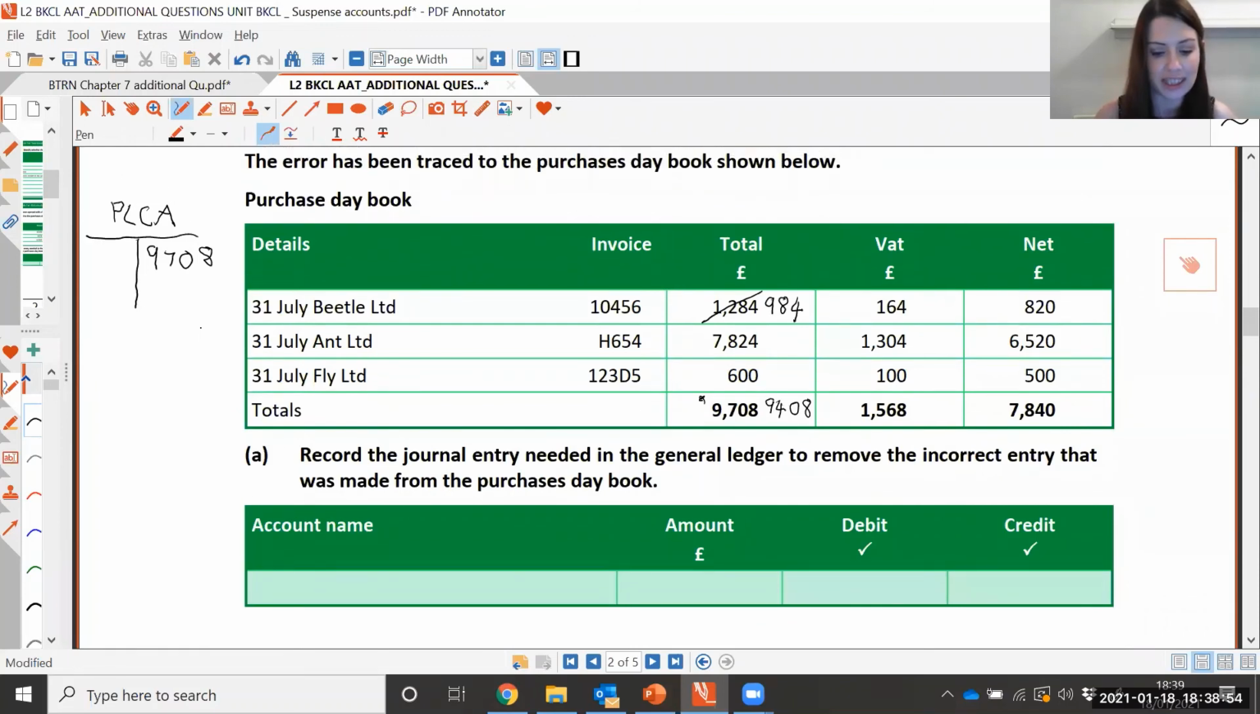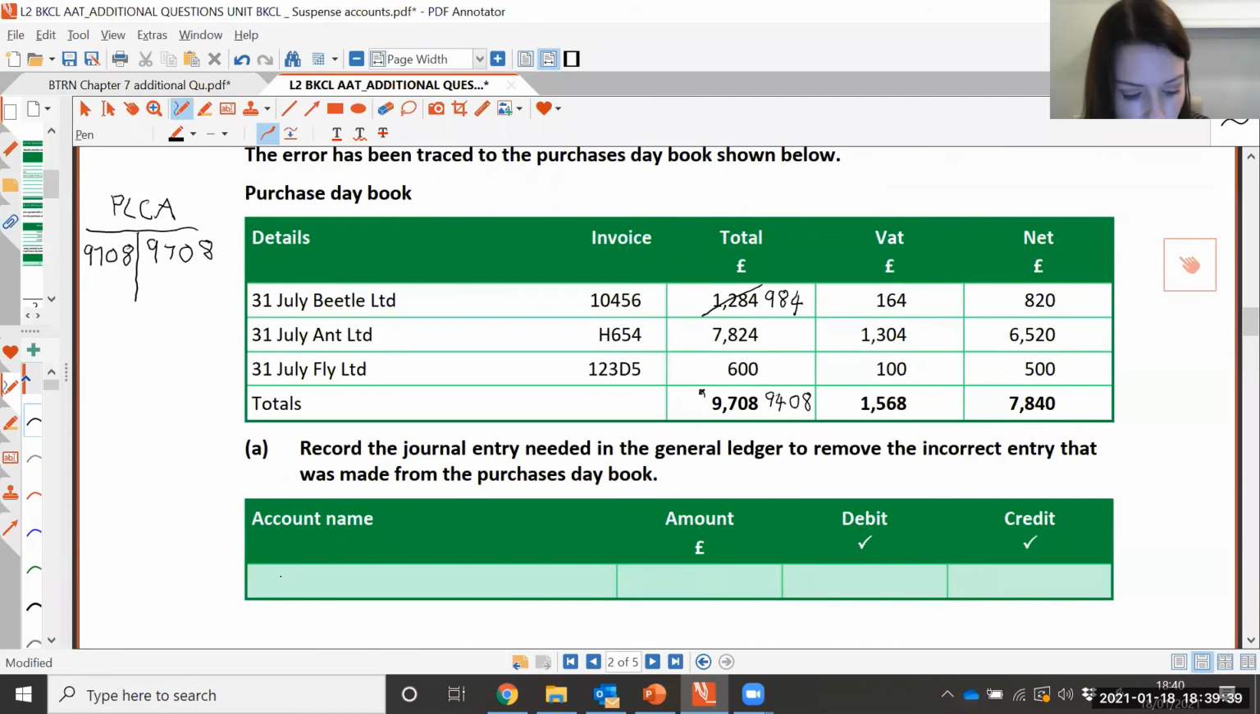So in A, it says record the journal entry needed in the general ledger to remove the incorrect entry that was made from the purchases daybook. So how do we remove this entry that we've done wrong? What do we do? Excellent. Yeah. So we need to debit the purchase ledger control account of £9,708, and that will remove the error. So it essentially makes it nil now. So if we fill it out in here, it will be the purchase ledger control account, and we will be using the original amount of 9,708, and we will be debiting the account to remove the entry.